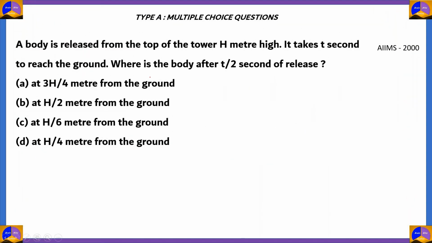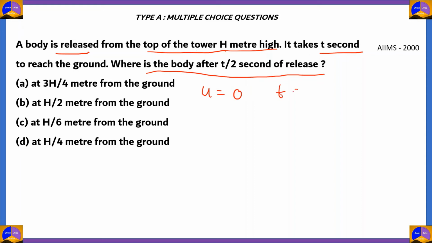Now let's look at this question. A body is released from the top of a tower H meters high. It takes t seconds to reach the ground. Where is the body after t by 2 seconds of release? So, how do we solve this question? Let's write down the values. A body is released. That should give you the value of u as 0. And it takes t seconds to reach the ground, so the time is t.